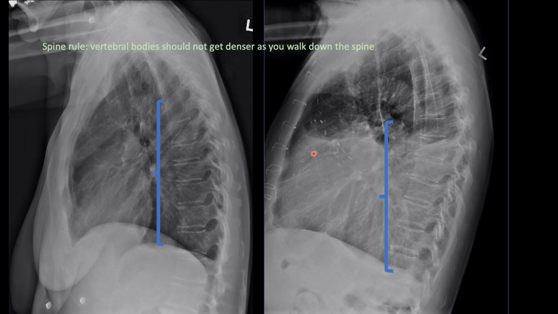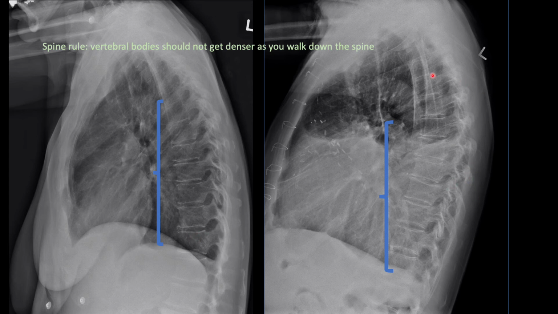There is a spine rule, and that's really important when you look at the lateral view. So on the left-hand side, you have a normal spine. On the right-hand side, it's abnormal. So the spine rule says that if the spine was a staircase and you were coming down the staircase, all these vertebral bodies should be the same density. They should not get brighter or denser or wider. So see, all of these vertebral bodies are the same density.